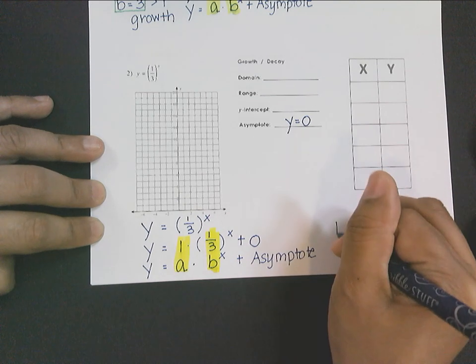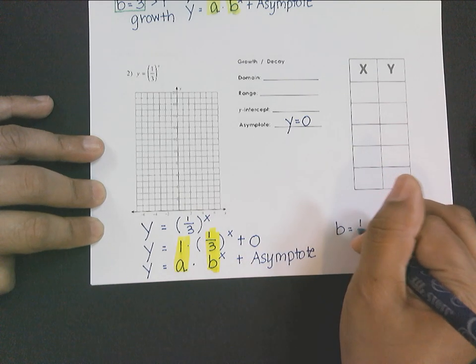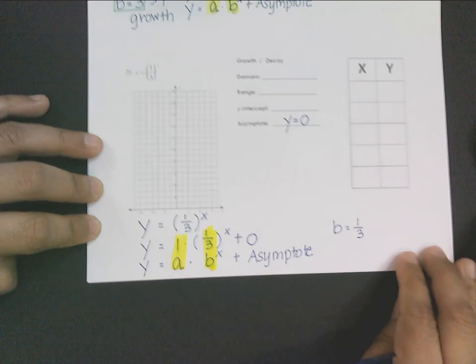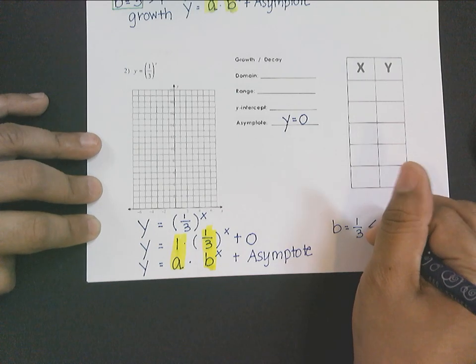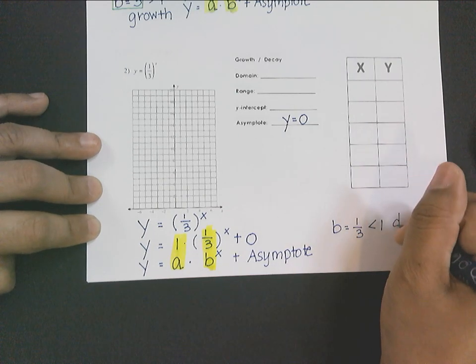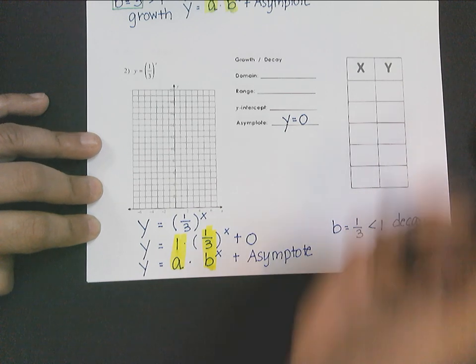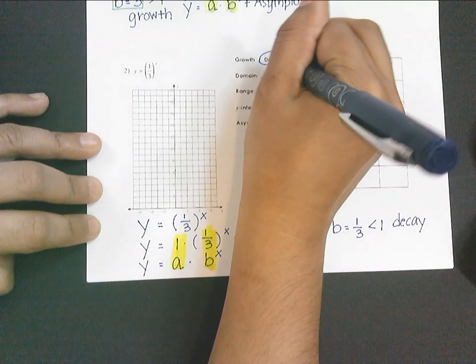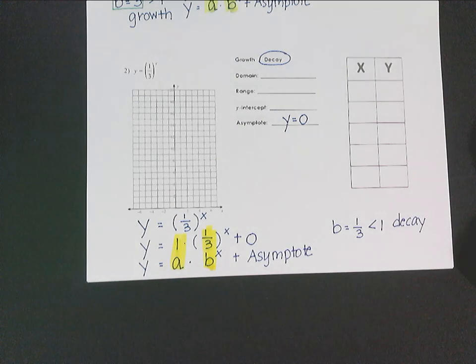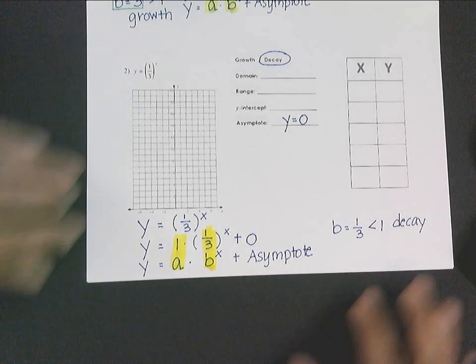My b is 1/3, which is a decimal or a fraction, less than 1. So I know that this is going to be a decay. So I can answer that question. What type of graph are you going to have? A decay. What's my y-intercept?